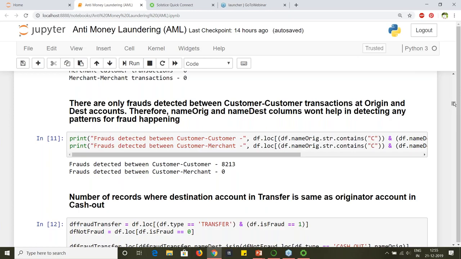Yeah. So here you can see all the fraudulent transactions, 8,000. All of them are between customer to customer only. So you say that merchants are very good. This is a biased one.